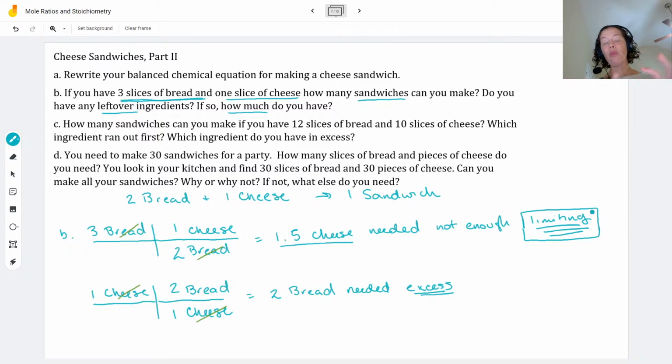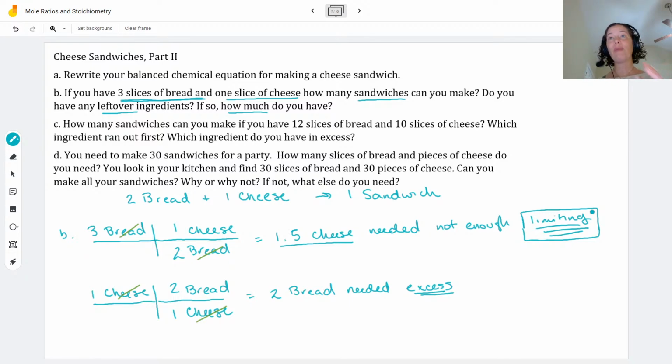Again, both of these calculations should point you to the same limiting reactant. So in this case, my cheese is my limiting reactant. Okay, I still haven't answered the first question yet, which is why these problems get really, really long. All right, so I know what my limiting reactant is. Once I know what my limiting reactant is, then I'm going to take my limiting reactant and predict how much product I can make from that.